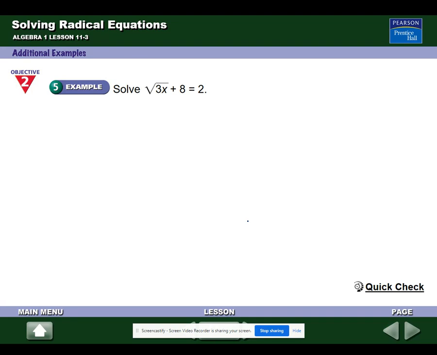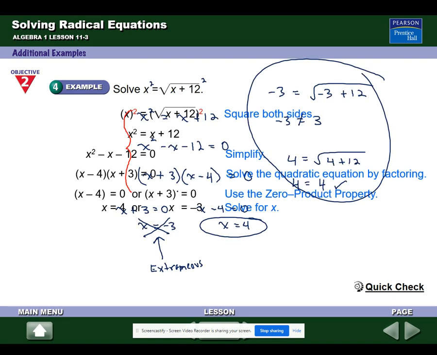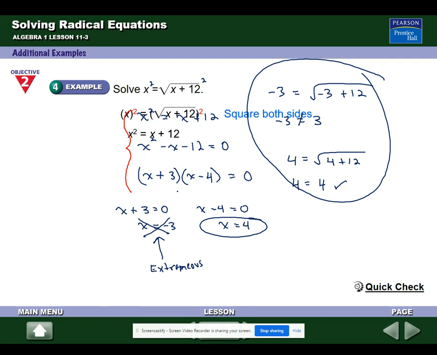Square root of 3x plus 8 equals 2. I would subtract 8 from both sides first. The square root of 3x then would be equal to -6. Now, let me pause on something. Is there any way this is true? Is there any way you're going to square root something and it's going to come up with -6? You know what? I really could have asked this question back here. Is there any way in this check right here that we're going to do a square root and come out with a -3? No. So really, did I even have to go through this step?